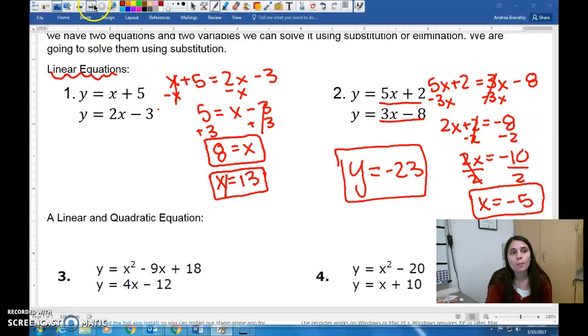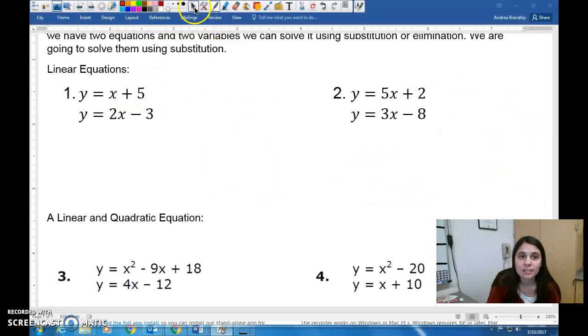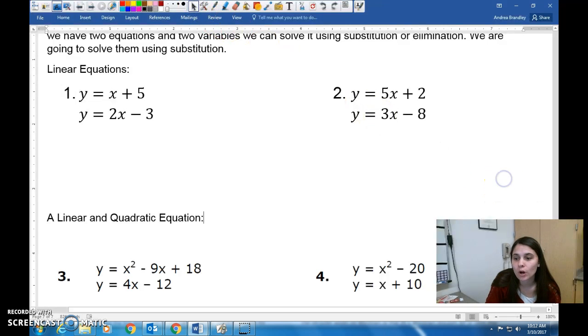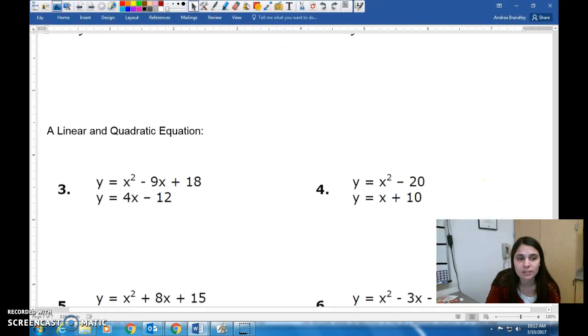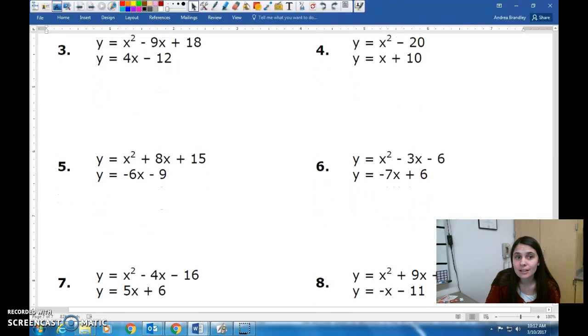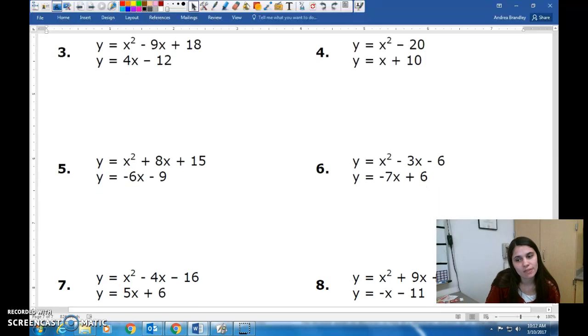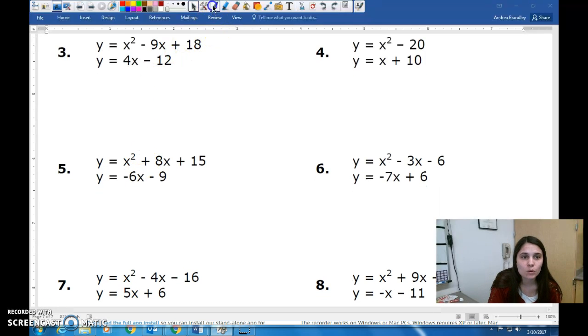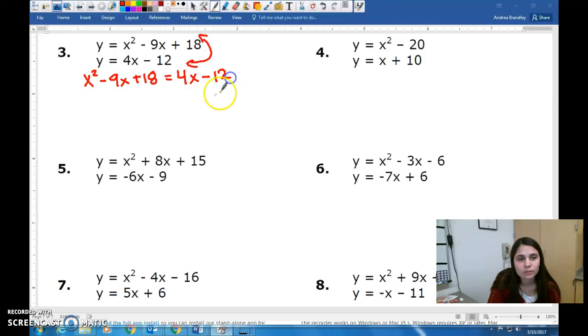What we're going to be talking about mostly with this concept is dealing with one linear equation and one quadratic equation. That's what these next 6 problems deal with. The idea of them is the same; our solving method is just a little bit different. It's still y equals this and this, so these two have to be equal to each other. So I have x squared minus 9x plus 18 is equal to 4x minus 12.